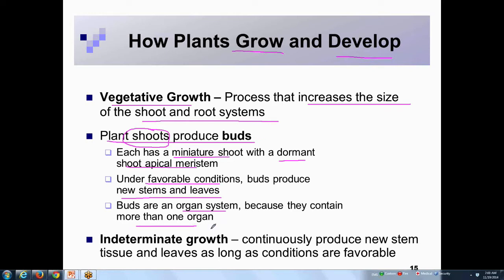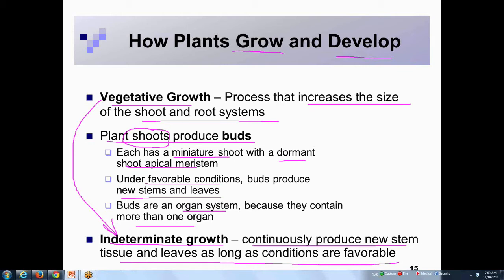And what we see in vegetative growth is something called indeterminate growth. So when it comes to vegetative growth, this is the type of growth we see, indeterminate, which means you have a continual production of new stem tissue and leaves as long as conditions remain favorable. So you can get really huge organs. You can get very large stems, very thick stems, stems that branch because we have this indeterminate growth.